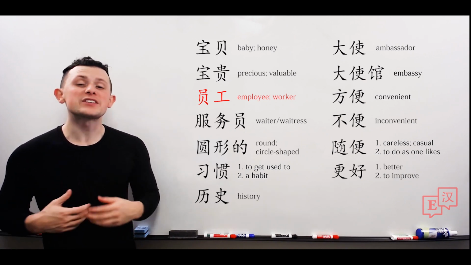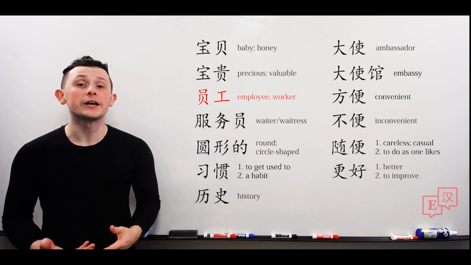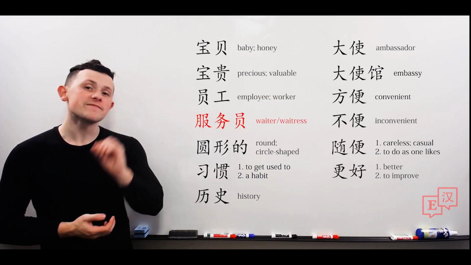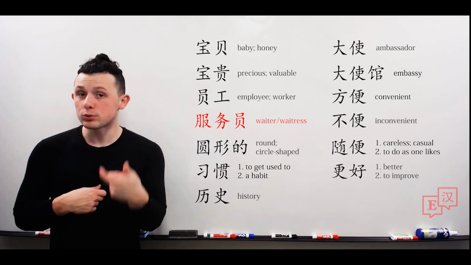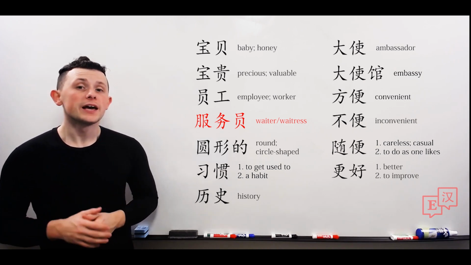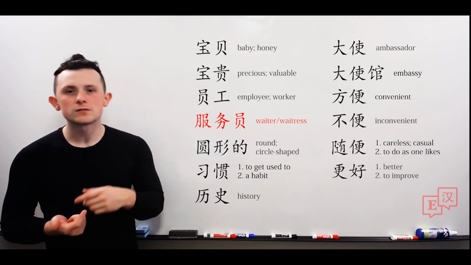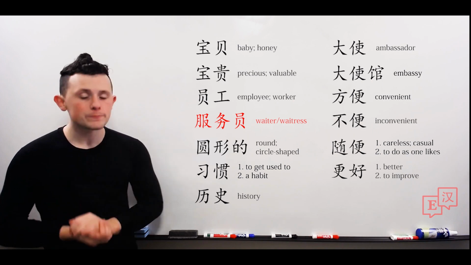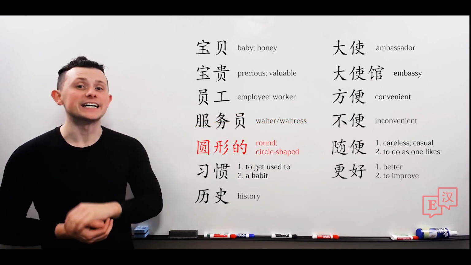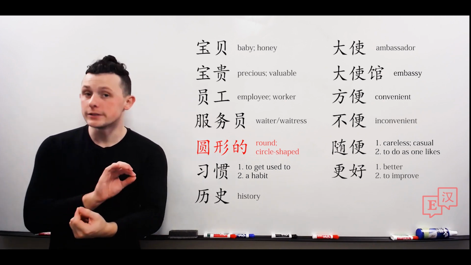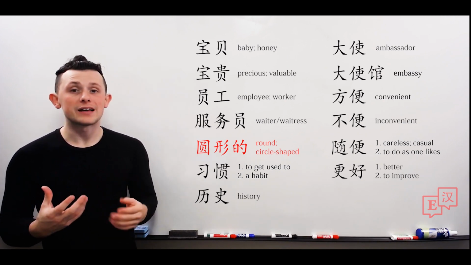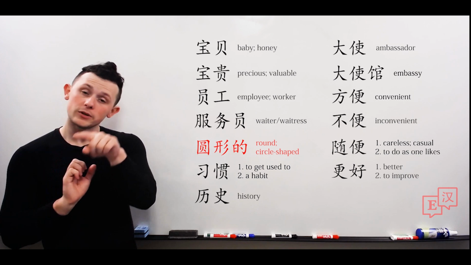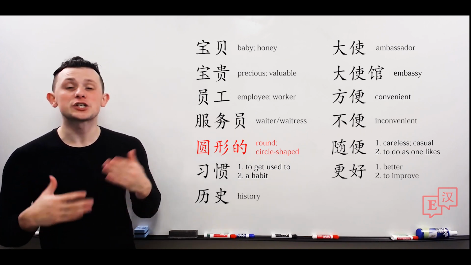宝贵，员工, employee, labor. This is a working person, or very simply, an employee of a company. 员工，服务员. So service, employee. This is how we say a service person. This will usually refer to waiters, waitresses, busboys, etc. People in that kind of capacity. 服务员，圆形的. So round, shape, 的. This means round, as in a round object. 圆形 by itself means circle.